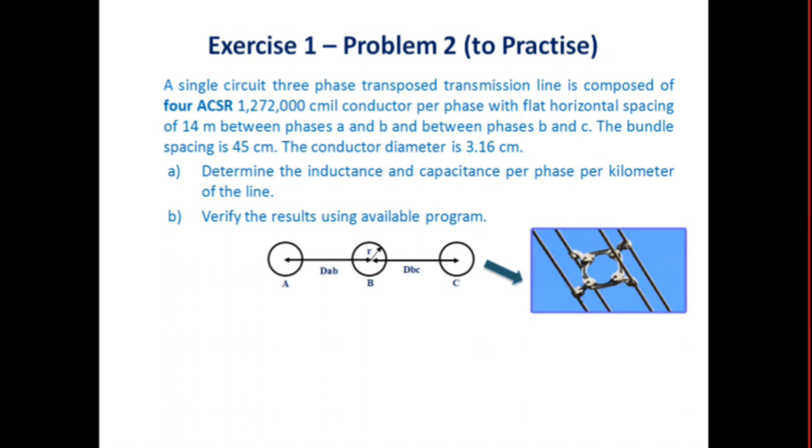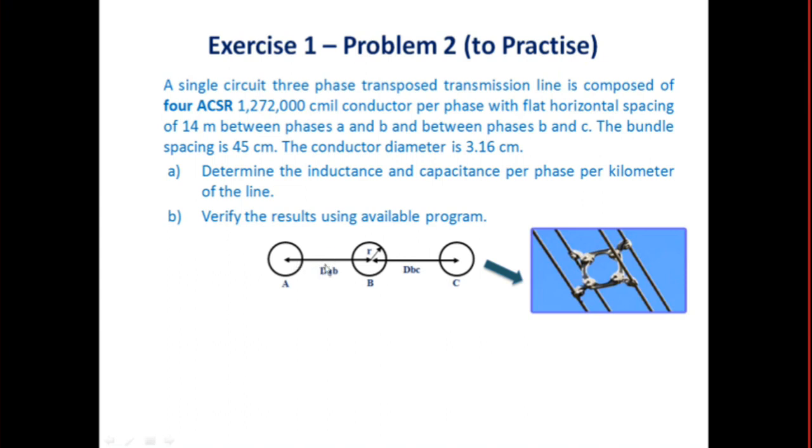So here problem number 2 is a single circuit 3-phase transposed transmission line composed of 4 ACSR conductors per bundle. It also has a flat horizontal spacing of 14 meters between phases A and B and between phases B and C. The bundle spacing is 45 centimeter. The conductor diameter is 3.16 centimeter. So here they are having 4 ACSR conductors, and this is the arrangement of the 4 ACSR conductor bundle. Also they have a flat horizontal spacing, each phase displaced by a distance of 14 meters.